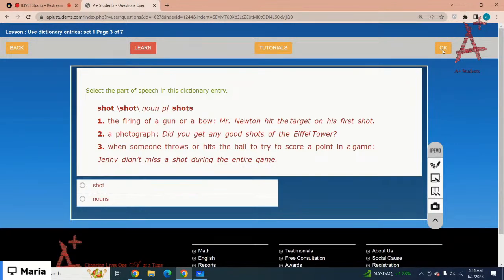Part of speech means you have to tell if it's a noun, verb, adjective, conjunction, or whatever it is. So you can see in the definition that it would be the noun. Got it? That means the word short is a noun. Got it?